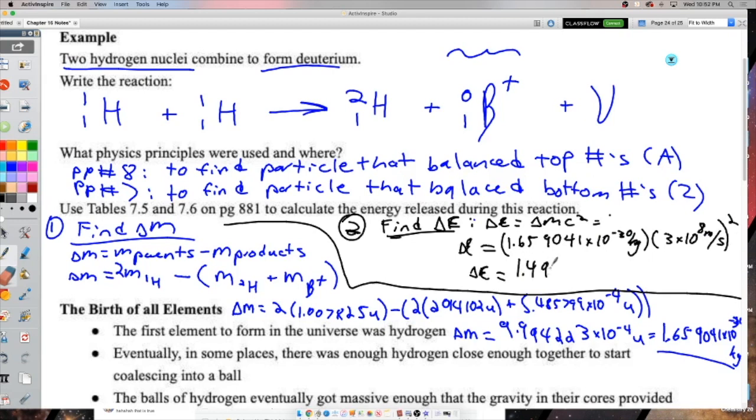I got, and yep, that's the sig digs, right? We get 7 sig digs to work with here because we use the mass of a beta particle, which is given in the book to 7 sig digs. The other ones are given to 8.